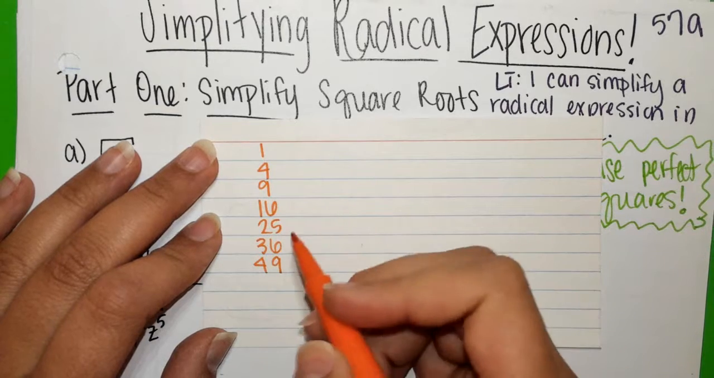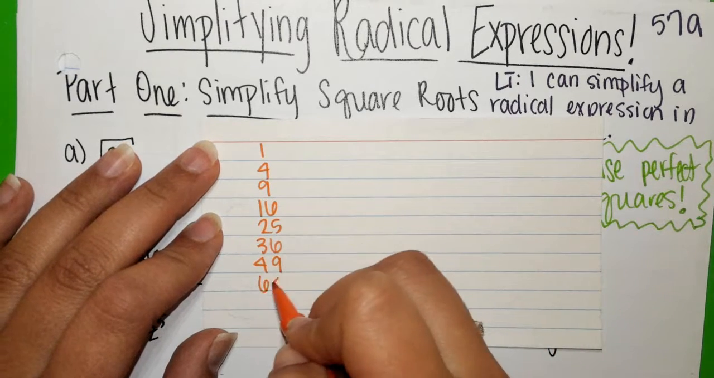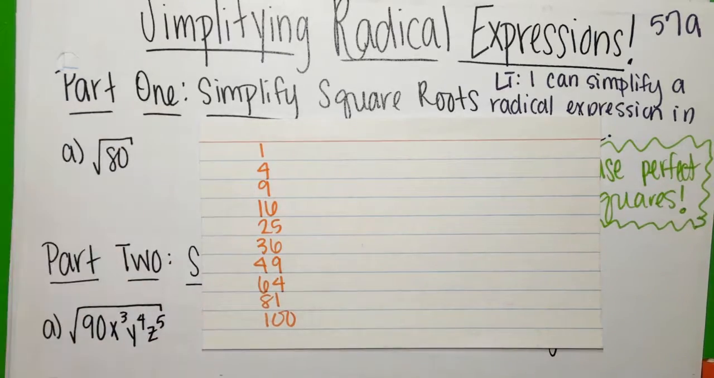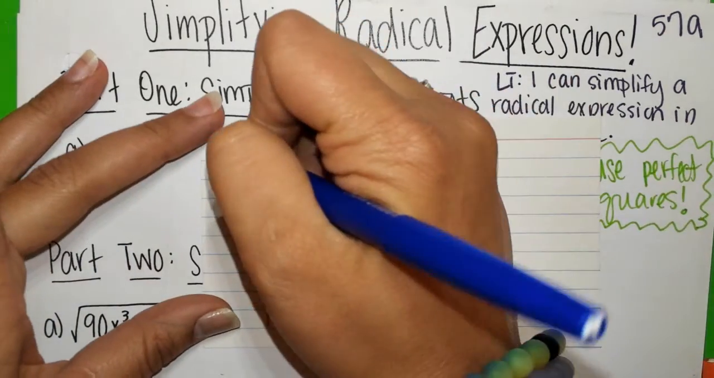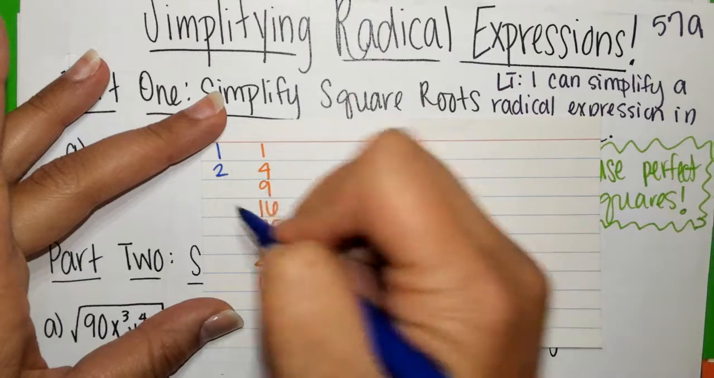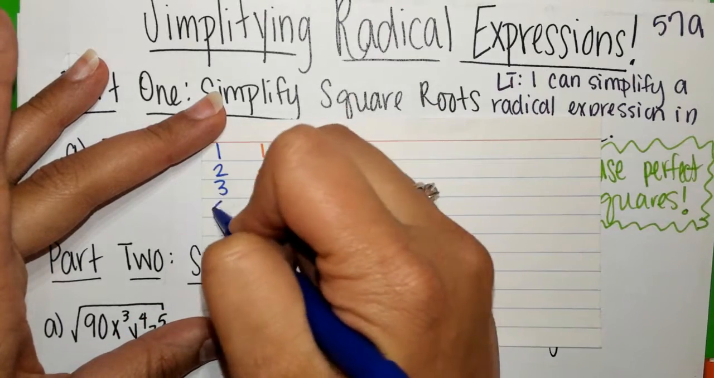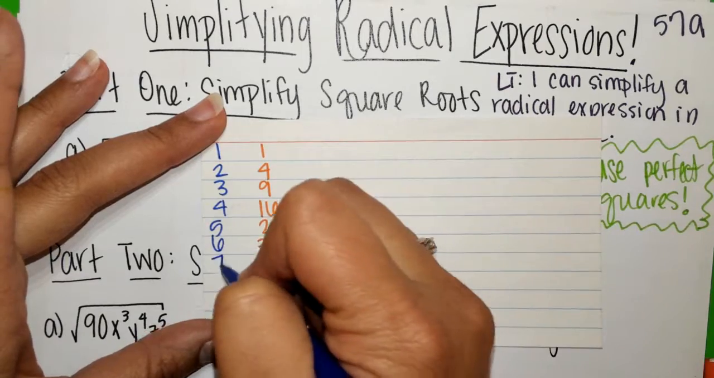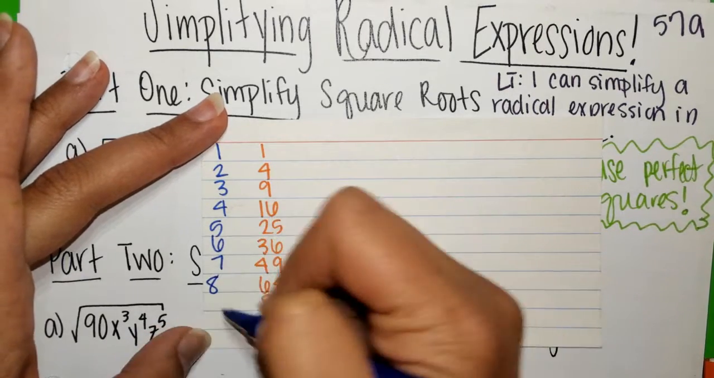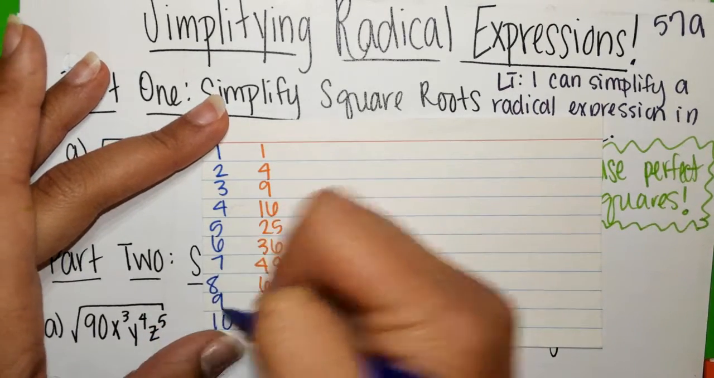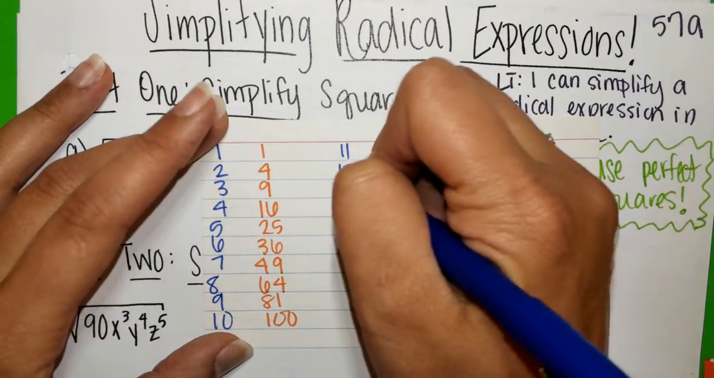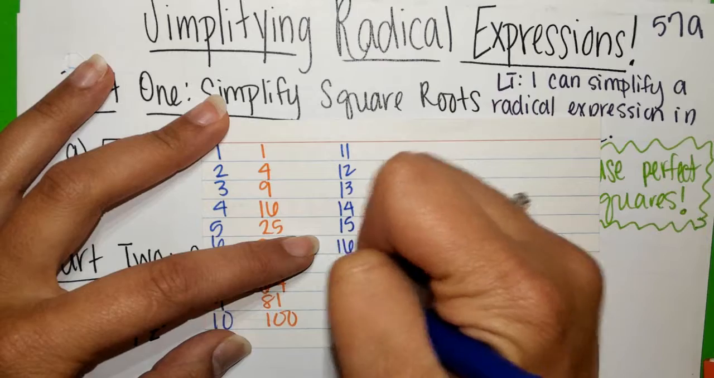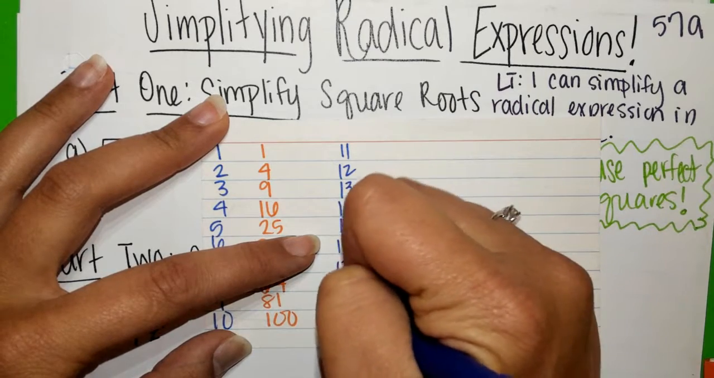Okay, so what's the square root of 1? What's the square root of 4? Square root of 9? Square root of 16? Square root of 25? Square root of 36? Square root of 49? Square root of 64? Square root of 81? Square root of 100? Alright, then we have 11, 12, 13, 14, 15, 16, 17, 18, 19, 20.